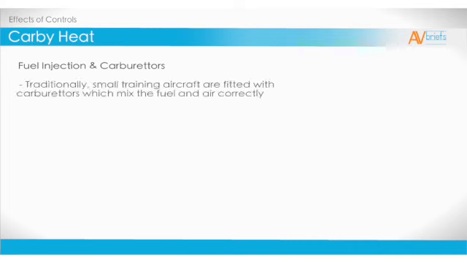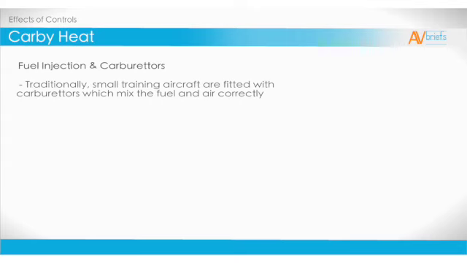Next we'll look at fuel injection and carburetors. These are the items that mix the fuel and air before it goes into the engine. Traditionally, small training aircraft are fitted with carburetors, which mix the fuel and air correctly. Carburetors have a venturi, like we looked at in the production of lift. This increases the speed, but lowers the pressure of the air flowing into it.